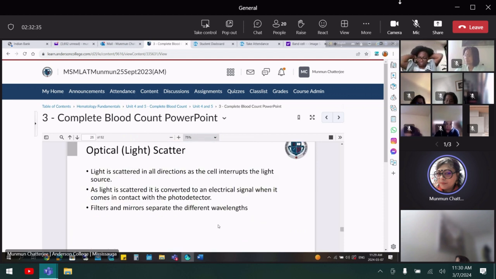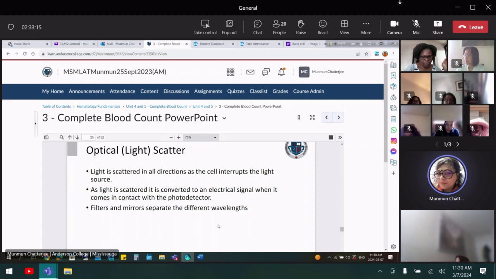So how does it generate the electrical signal? This is not going to come as an exam question, but it is just to know how the electrical impedance works. How is the electricity generated? When light is passing through something and is scattered, it transforms into a signal. That is the electrical signal. Light is also a source of energy. The light source is converted to the electrical signal, which comes in contact with a photodetector. That means it detects and gives the histogram.